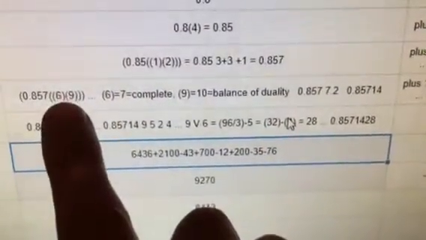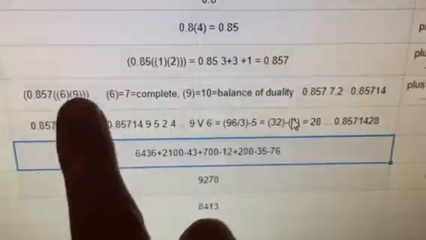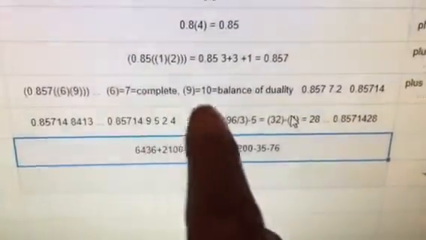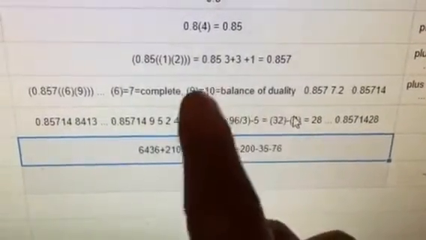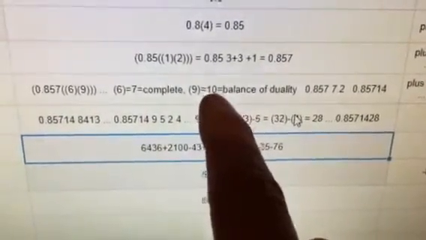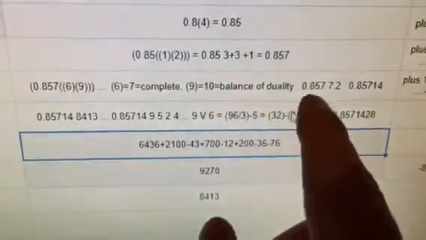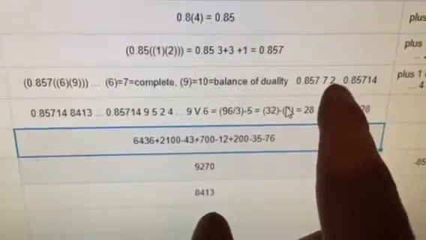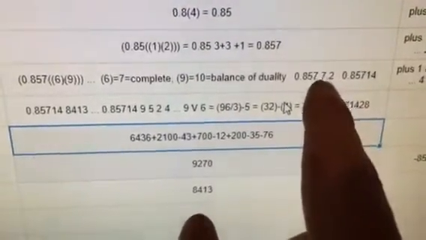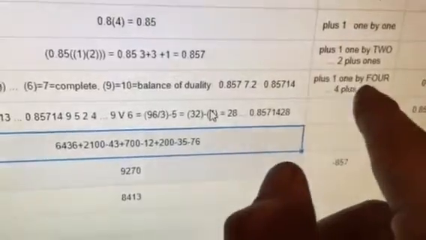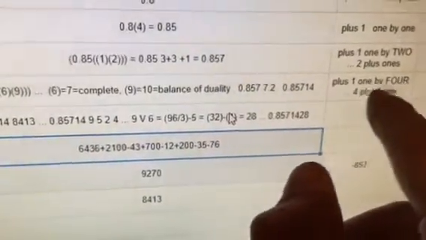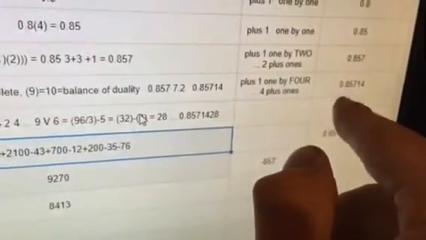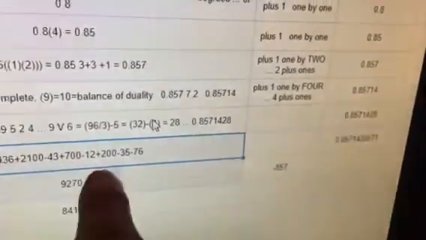And then you're pulling your 69, and you're going to understand that because it's 69, and that's a powerful number, I'm not going to do the same thing I did up here. Your 6 is going to be a 7, your 9 is going to be a 10 because of balance of duality, which is a 1 and a 0, which is a 2. 9 balanced 2, so you're going to have a complete 7 and a balanced 9, or 2, 9 becomes a 2. 7 times 2 is 14. Oh, that's for this. Okay. 0.5714.